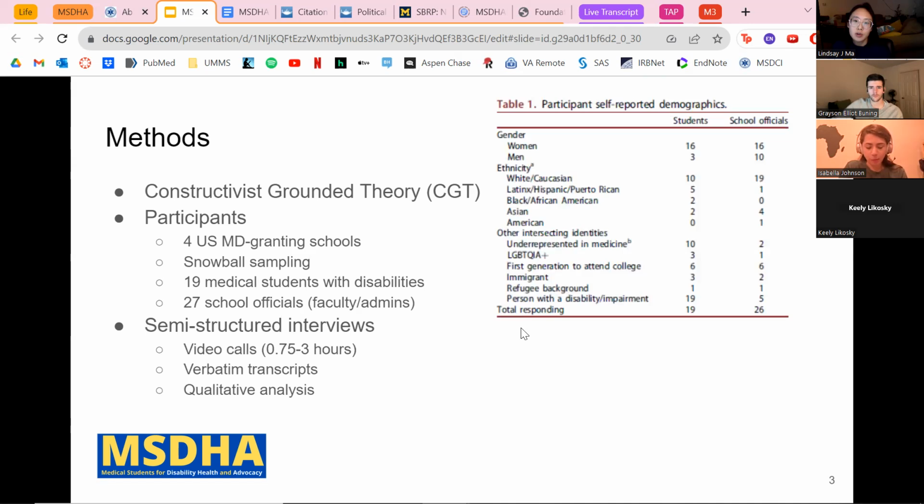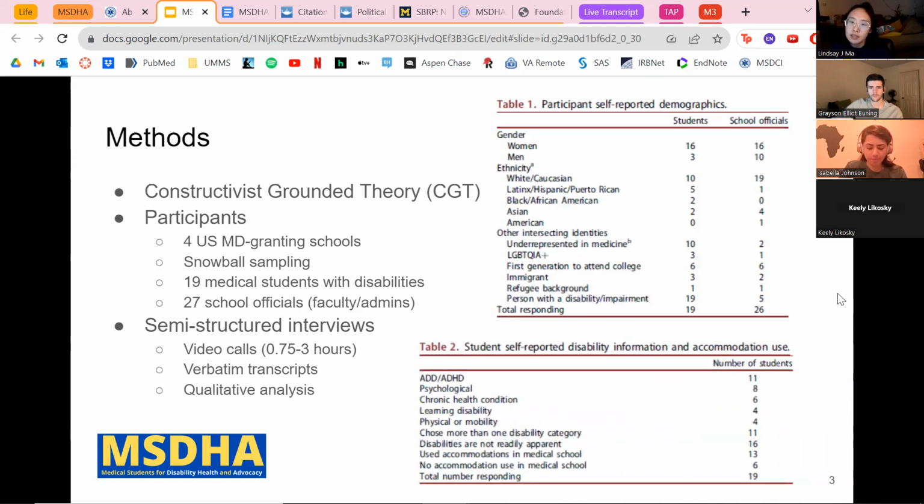Here are just 2 tables to show us a little bit more about the participants in this study. Of note, the author did include intersecting identities, and an interesting part of the discussion is how these identities have an impact on political disclosure. 5 of the 16 school officials identified as having a disability or an impairment. According to table 2, we can also see that the most commonly reported disability was ADD or ADHD, and 13 of these 19 students were using accommodations while in school.